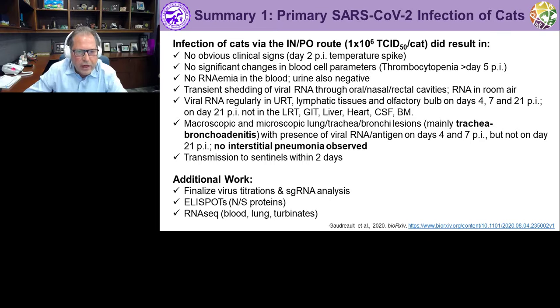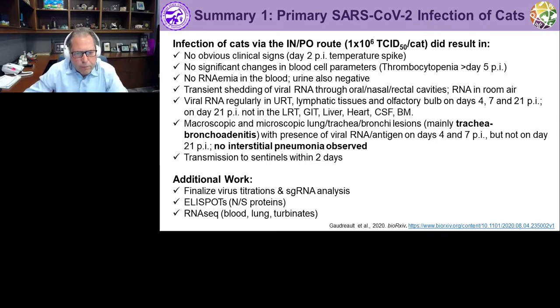We saw transient shedding of viral RNA through the oral, nasal, and rectal routes. And we saw viral RNA regularly in the upper respiratory tract, lymphatic tissues, and olfactory bulb on all 3 days we sampled these tissues: day 4, 7, and 21. On day 21, we did not see it anymore in most cases in the lower respiratory tract, in various lung lobes, in the GI tract, in the liver, heart, cerebrospinal fluid, and bone marrow.